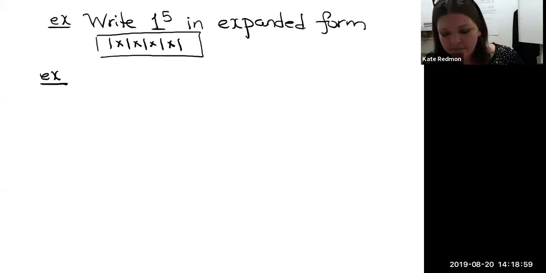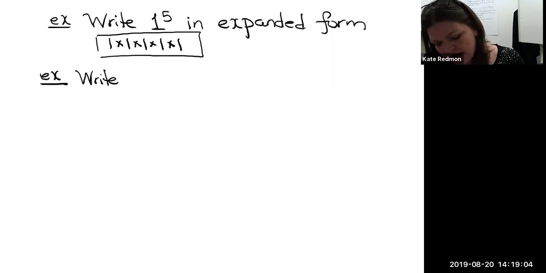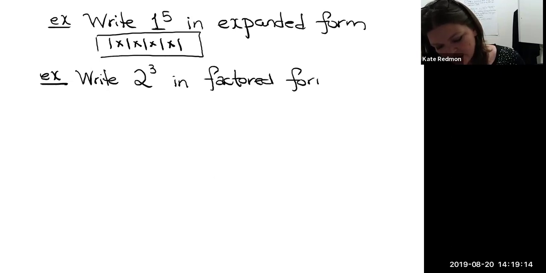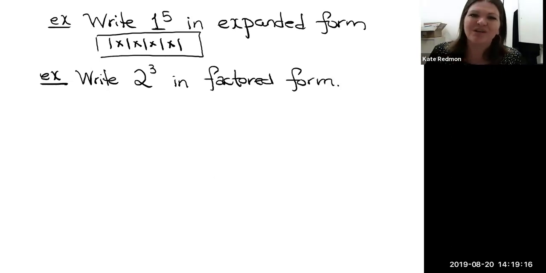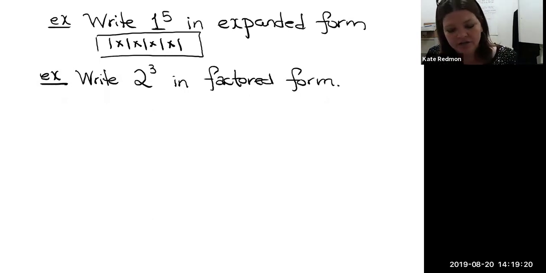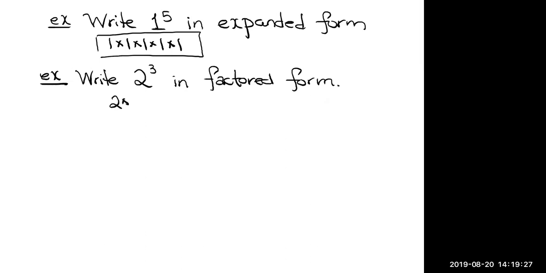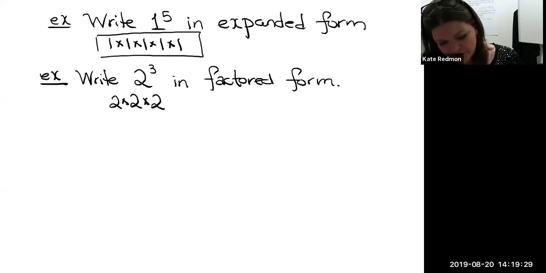And I could similarly say, write 2 to the 3rd power in factored form. Again, factored form means writing it as a product using multiplication. So the same idea here. I just want to rewrite this. How would I write this in factored form? 2 times itself 3 times. Exactly. David's bored. It's so simple.